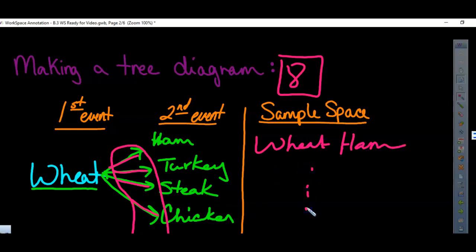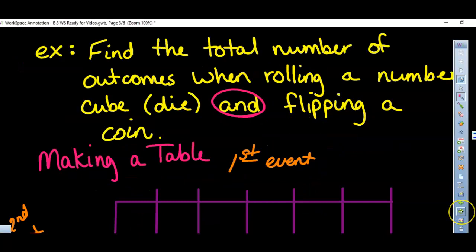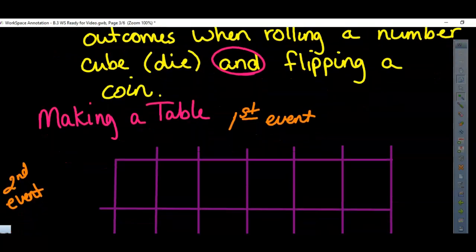All right. Let's do another example here. In this example, we need to find the total number of outcomes when we roll a number cube, that's also known as a die, and flip a coin. So again, two things happening independent of each other. Okay, first I'm going to roll a number cube, then I'm also going to flip a coin. One does not affect what's going to happen with the other. So that's why we call it independent.